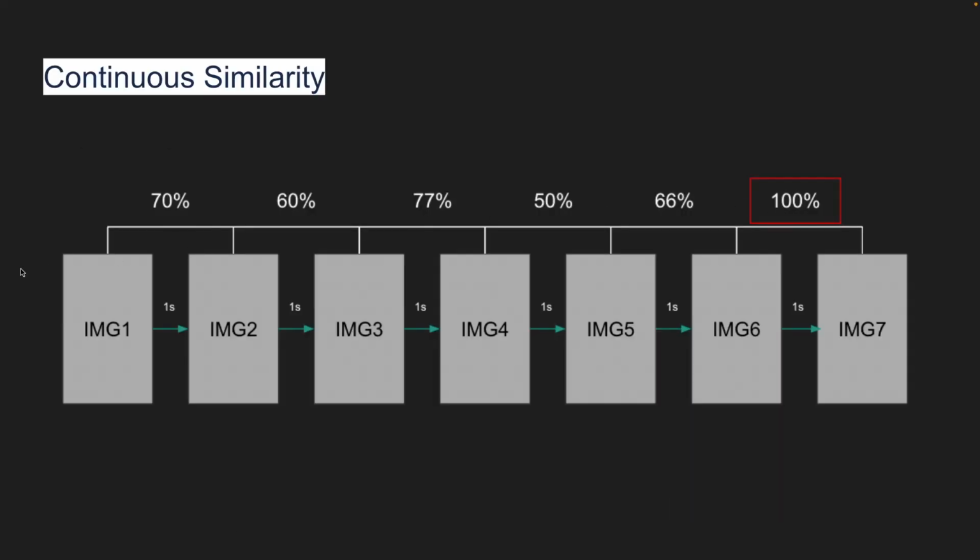Another concept is continuous similarity. Imagine when the video is playing, it's actually playing image by image. If we compare each two images and get the similarity numbers, you will get a series of similarities.